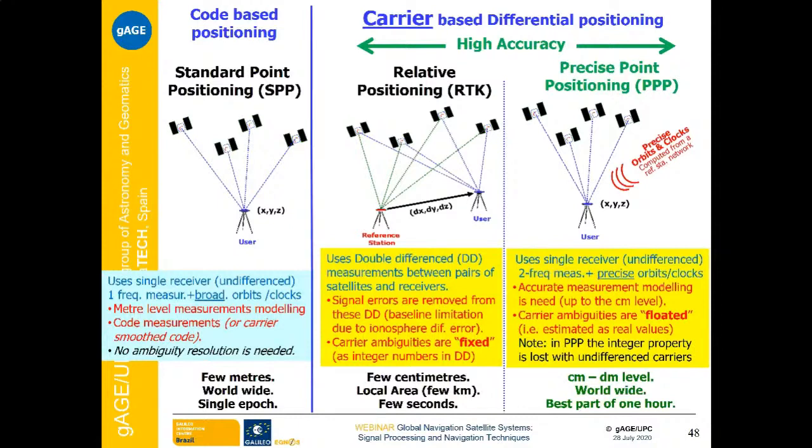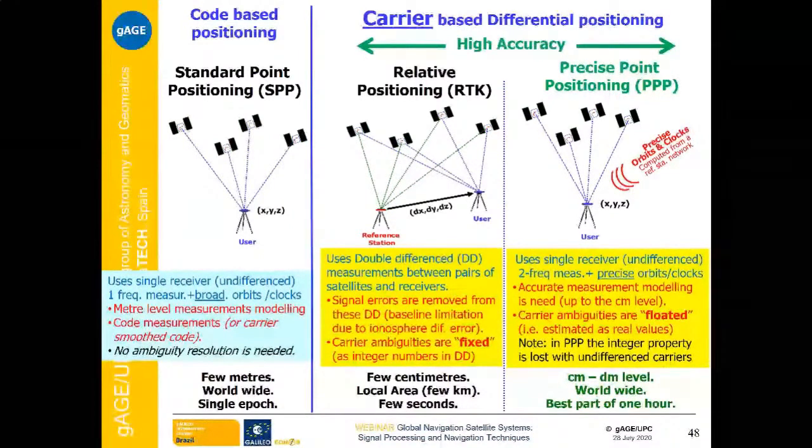And we need a service provider for the orbits and clocks. Precise orbits and clocks are computed from a network of reference stations, and a service provider has to broadcast these orbits and clocks in order to precisely model the measurements. Accurate measuring and modeling up to the centimeter level is necessary.